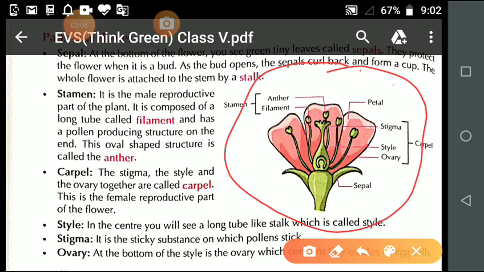And carpel is the female reproductive part of the flower, and its parts are stigma, style, and ovary. This is the part of the carpel. Is it clear? Now student, after that, let me again explain pollination.